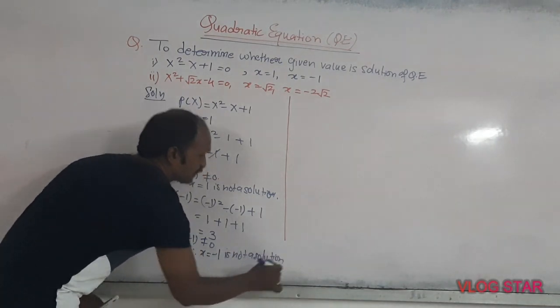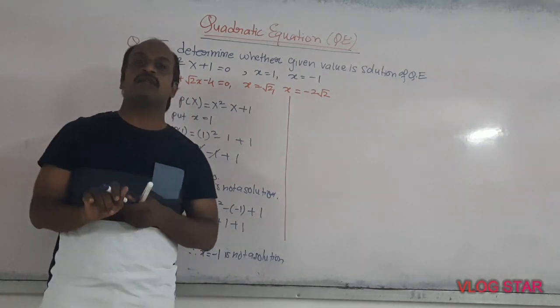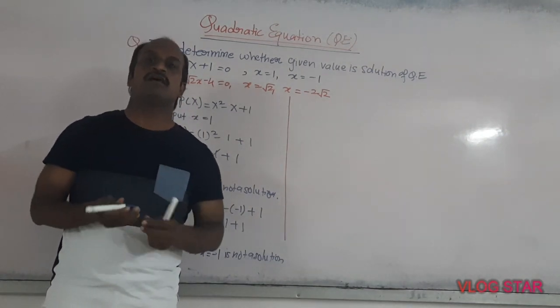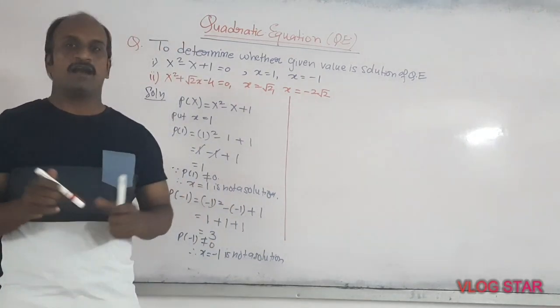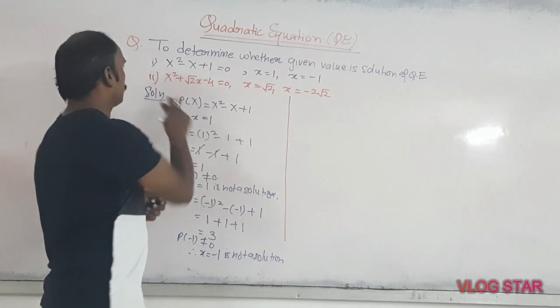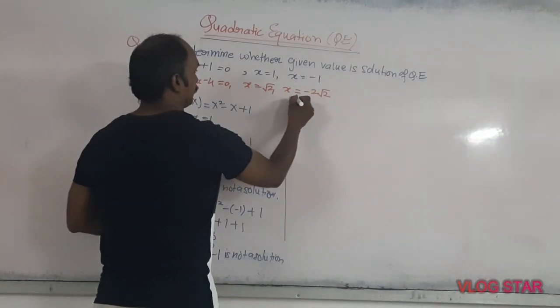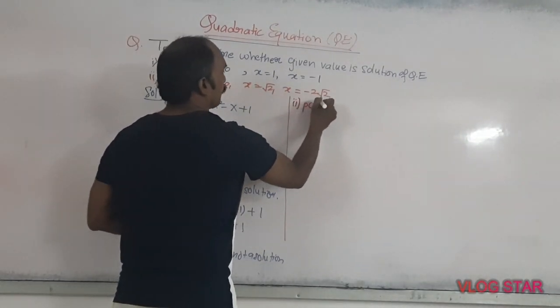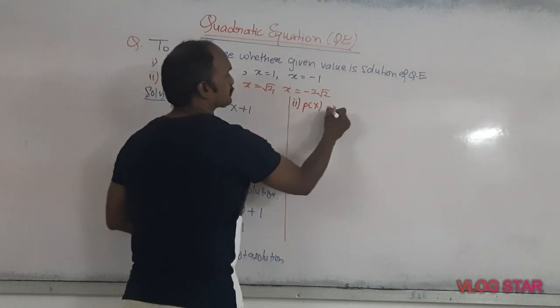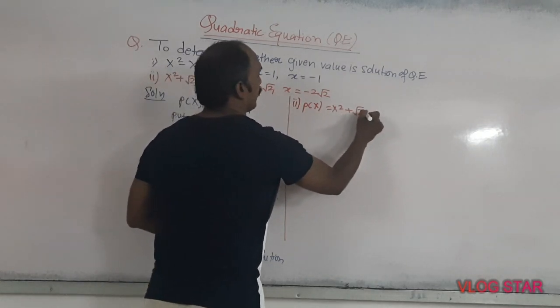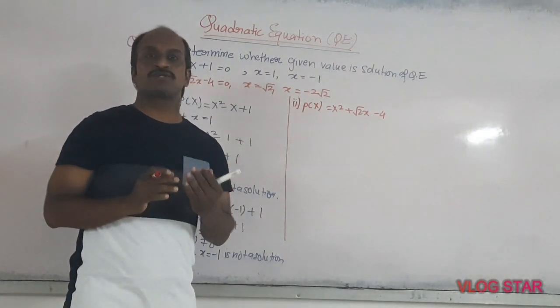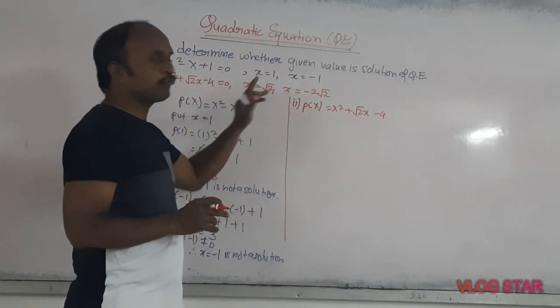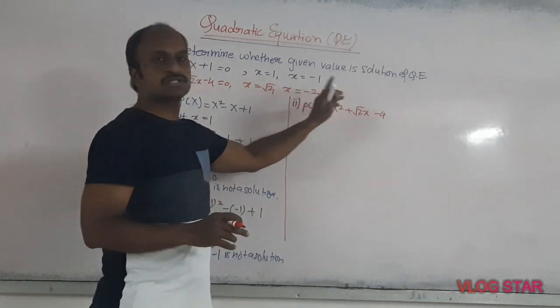So what we have done basically, we have substituted the value of x in a given equation to determine whether it is a root of the equation or not. Let us look at another example. That is example number 2. It is given p of x is equal to x square plus root 2x minus 4. So what you have to do? We have to substitute the value of x as root 2 first, then as minus 2 root 2 second.